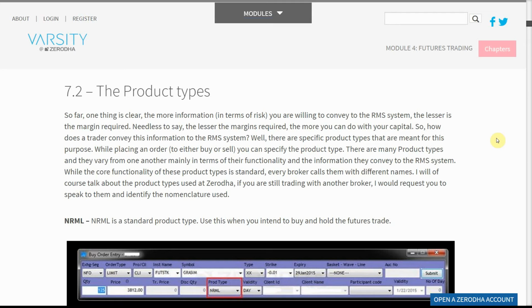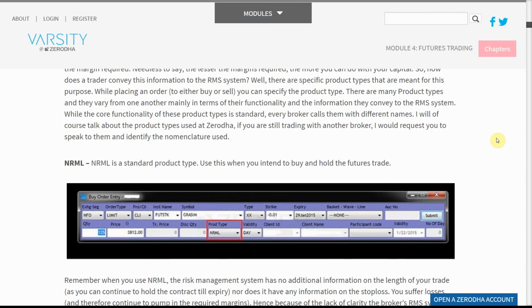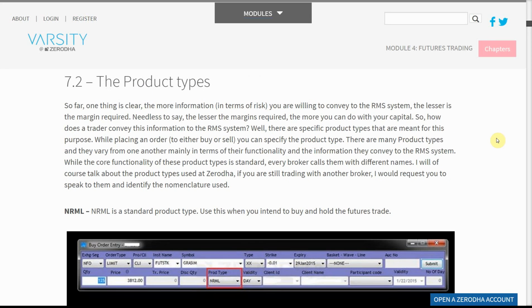NRML is a standard product type. Use this when you intend to buy and hold the futures trade. Remember, when you use NRML, the risk management system has no additional information on the length of your trade, as you can continue to hold the contract till expiry, nor does it have any information on the stop loss.